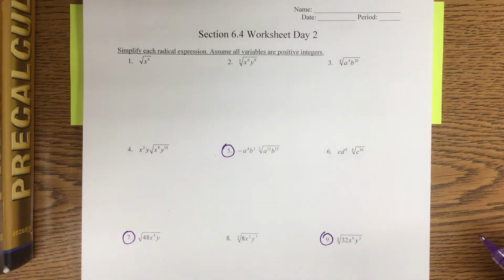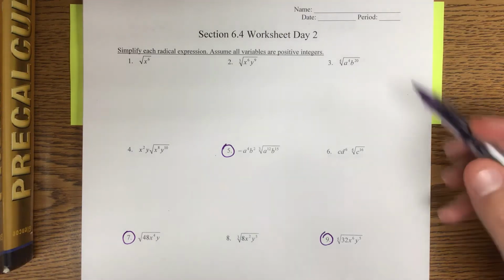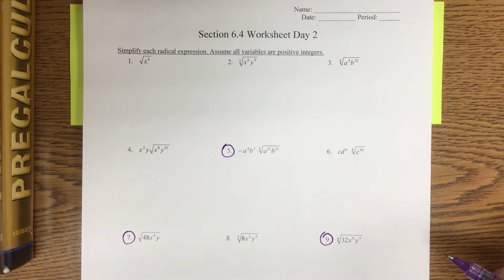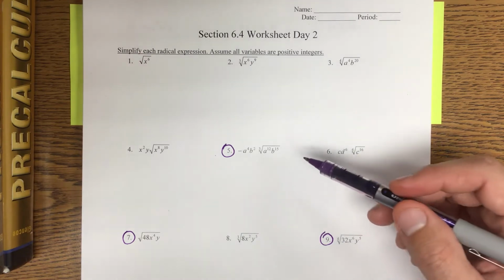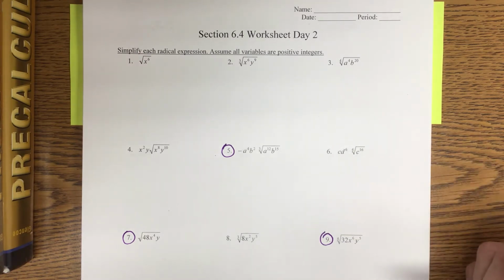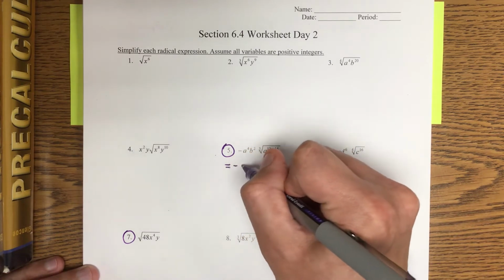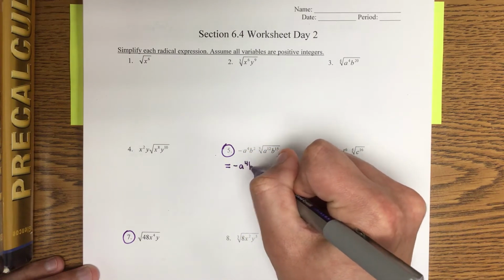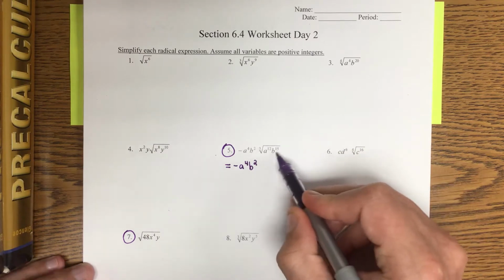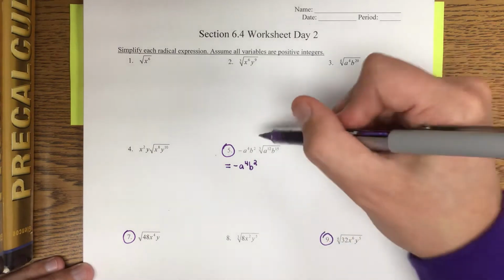In this video, I'm going to be working out some of the homework problems from the 6.4 worksheet for day 2. I'm going to start with problem number 5 here. We're breaking down both variables and coefficients underneath radicals, so different types of roots. So if you have something that is out front, you're going to start the problem by leaving it out front. And then you're going to work on breaking down this radical expression.